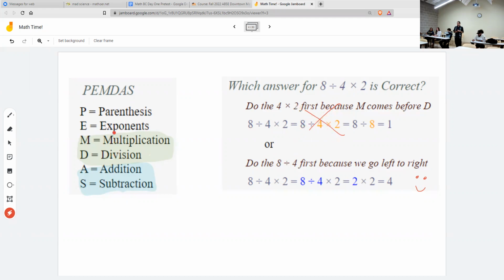We need to say multiplication and division have the same priority. So when that's all there is, then we go left to right for them. We'll go to 8 divided by 4 first, get our 2, and then 2 times 2 is 4. So that's my little spiel about PEMDAS.